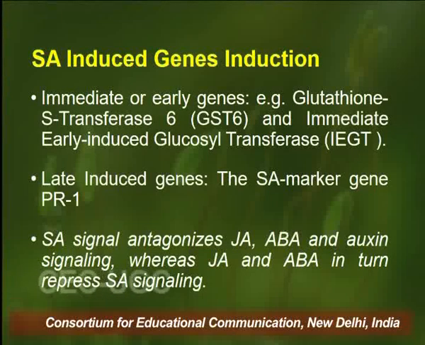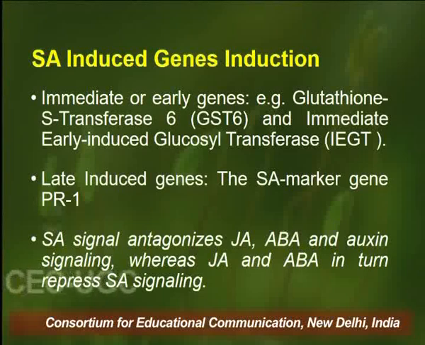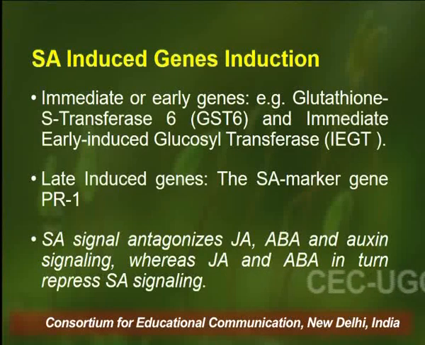Whereas the late induced genes, as their name indicates, are expressed at a later period in comparison to the early genes. The most common example of the late induced gene is the SA marker PR1 gene. Now it has been found that whenever the salicylic acid signaling is induced, it antagonizes the action of various other hormones like jasmonic acid, abscisic acid, or auxins. Whereas if jasmonic acid or jasmonates or abscisic acid are activated, they in turn also inhibit the salicylic acid effect.